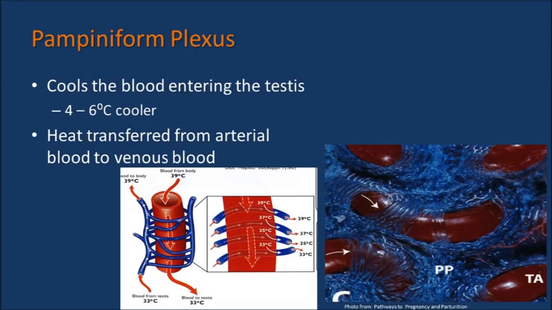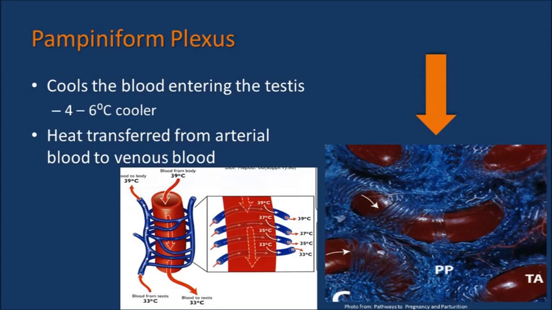The pampiniform plexus, the other item that is housed within the spermatocord, is responsible for cooling the blood as it enters into the testis. The blood that is within the testis is 4 to 6 degrees cooler than body temperature. This heat transfer is necessary for proper spermatogenesis. The transferring of heat goes from the arteries to the venous blood and out through the walls of the scrotum.